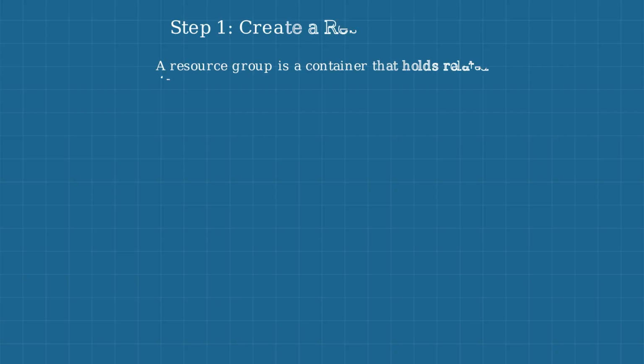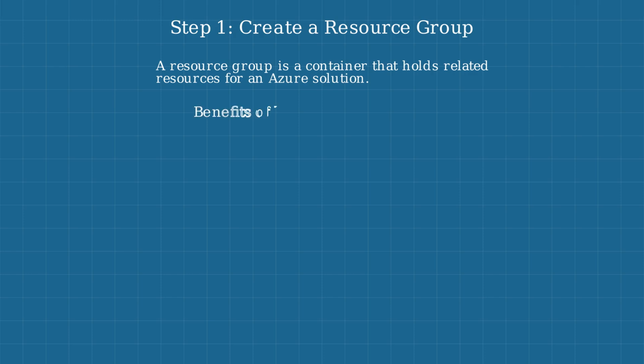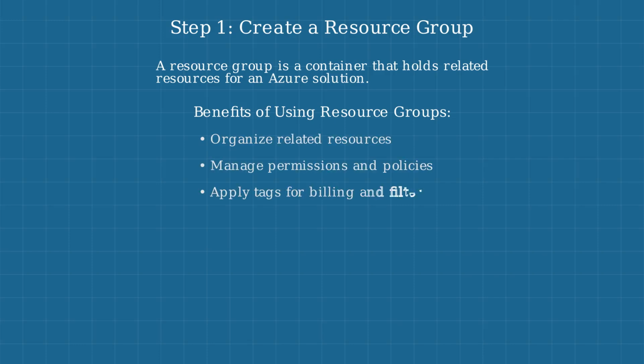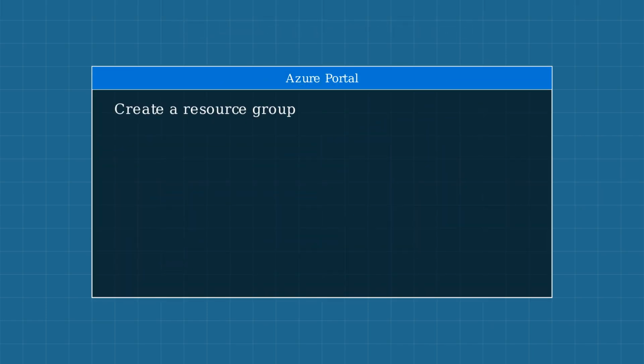When creating an Azure virtual machine connected to a virtual network, the first step is to create a resource group. A resource group serves as a logical container for your Azure resources, organizing related components of your solution. Let's see how to create a resource group in the Azure portal.